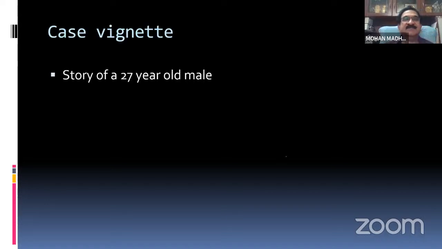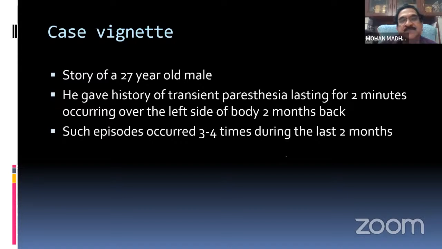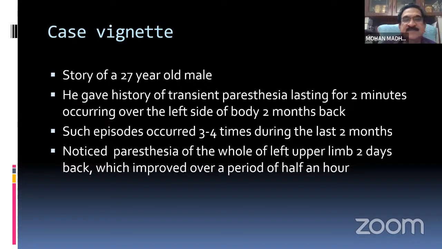Okay, I'll put another case. Yes, sir, this is a long case. Story of a 27-year-old male. He gave a history of transient paresthesia lasting 2 minutes, occurring on the left side of the body 2 months back. Such episodes occurred 3 to 4 times during the last 2 months, always confined to the left side, lasting 2 to 3 minutes and subsiding. He noticed paresthesia of the whole left upper limb 2 days back, which improved over half an hour.